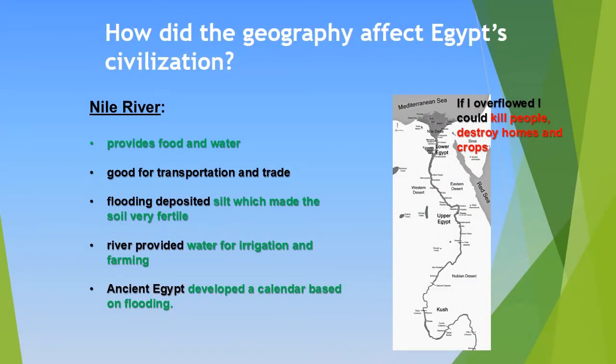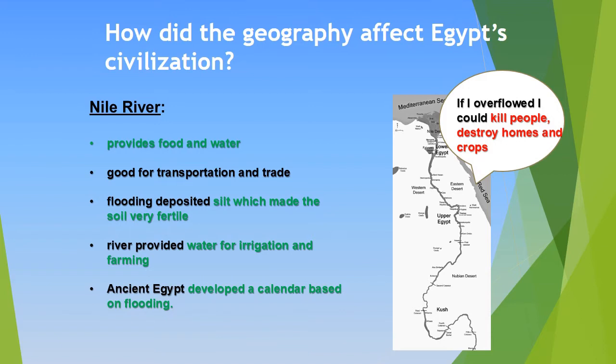How did geography affect Egypt's civilization? Well, the Nile River. It provided food and water. It was good for transportation and trade also. Flooding deposited silt, which made the soil very fertile. The river provided water for irrigation and farming.